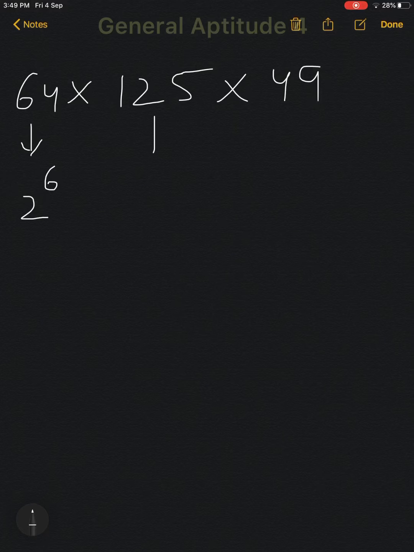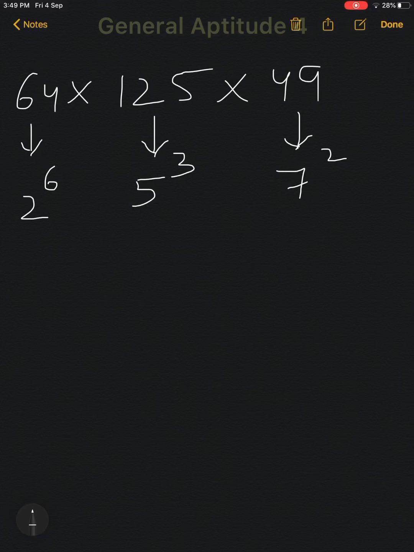The second example that you can see here, let us consider 64 into 125 into 49. Then we can write 64 as 2 raised to the power 6, and 125 is nothing but 5 raised to the power 3, and 49 is 7 raised to the power 2.